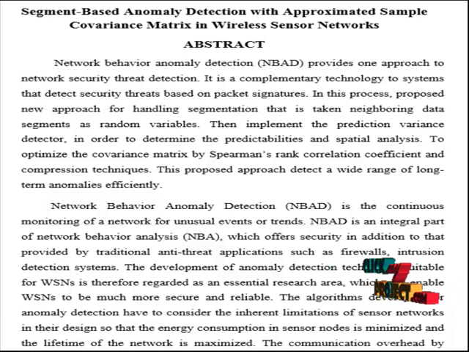The algorithms developed for anomaly detection have to consider the inherent limitations of sensor networks in their design, so that the energy consumption in sensor nodes is minimized and the lifetime of the network is maximized. The communication overhead is reduced by clustering the sensor measurements and merging clusters before sending the description of the clusters to the other nodes. Then detect the anomaly by a statistical quantity and estimate the threshold value by chi-squared distribution.